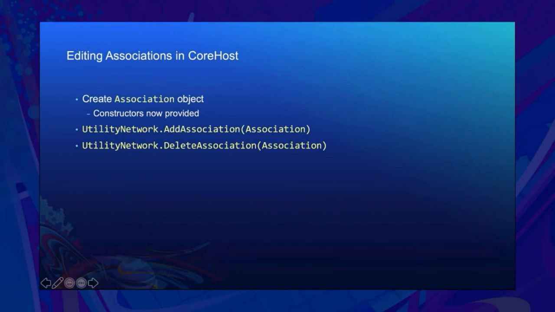If you want to edit associations in a core host app or in an edit operation callback, you can use the low-level Geodatabase routines. The association object itself now has constructors, so you can create new ones, and then you call add association or delete association on the utility network object.